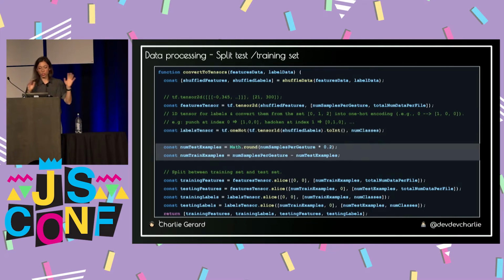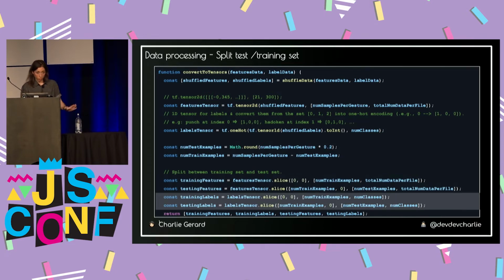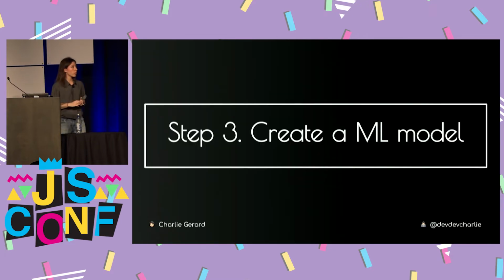So to do this, here we're just calculating what 20% of our sample is, and then we're just slicing tensors. I'm not going to go that much into that, because I think that's not the part that matters the most. You don't really care how it slices. You can just use the slice method. But we're ending up with a training set and a test set of features and labels. So now we really have our data ready. What we have to do next is actually create the model. At the moment, we just prepared our data, but we don't have the model yet.